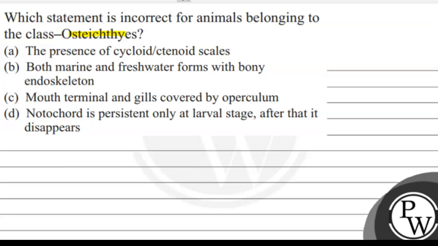First option says the presence of cycloid or ctenoid scales. Second says both marine and freshwater forms with bony endoskeleton. And the third option says mouth terminal and gills is covered by operculum. And the last option says notochord is persistent only at larval stage. After that it disappears. So let's start this question with the key concept that we will discuss in this question.